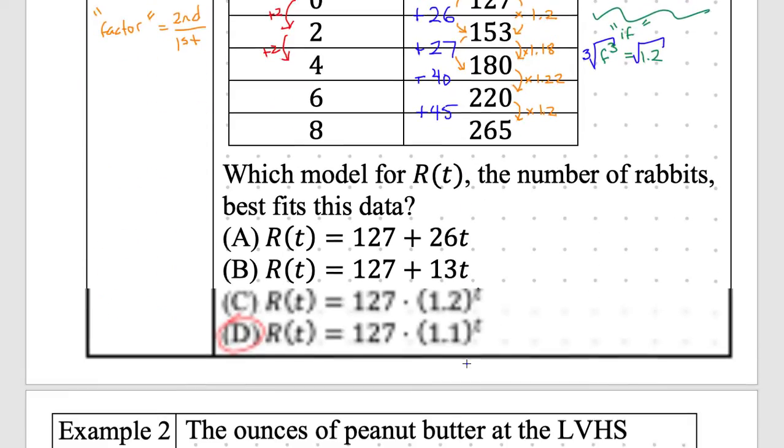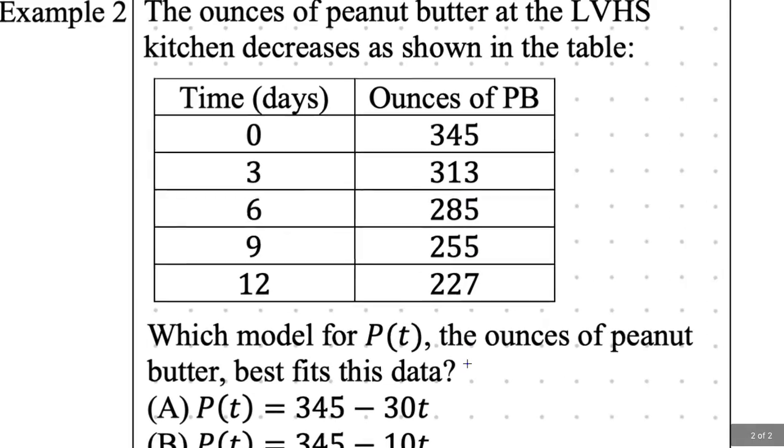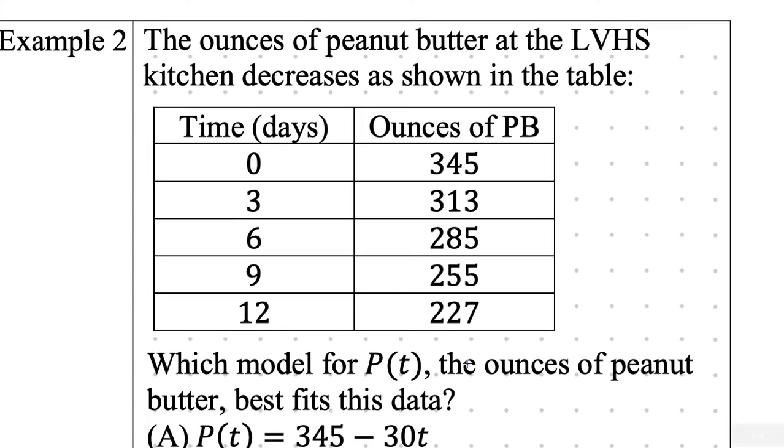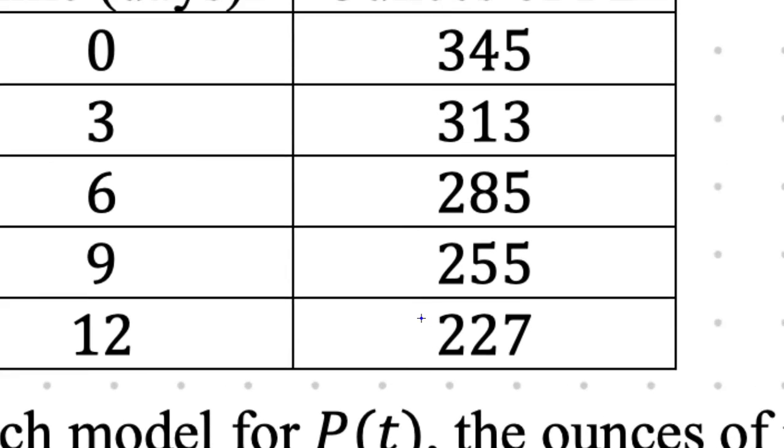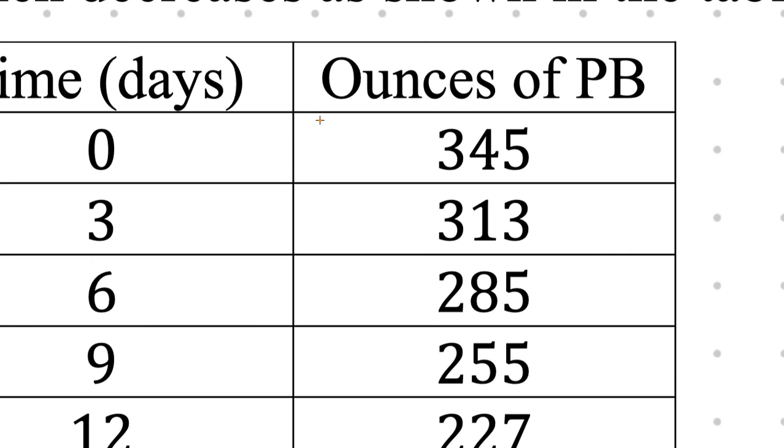All right. Our final example. Example number 2. We have peanut butter being measured by Miss Leslie, and she says, okay, peanut butter in ounces over the course of a week and a half, or almost 2 weeks, looks like this. It's going down. So we ask ourselves, is it linear or exponential? Well, let's go ahead and figure this out. I'm going to go on the left-hand side. I'm going to say this is the difference, in quotes. And then this is going to be the factor, in quotes. All right, so how do I move from 345 to 313 by adding something?